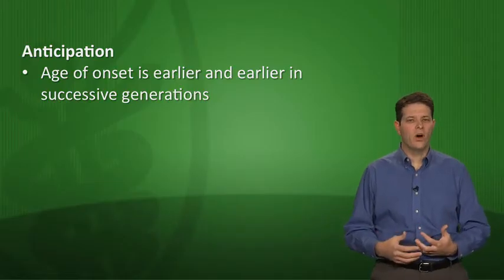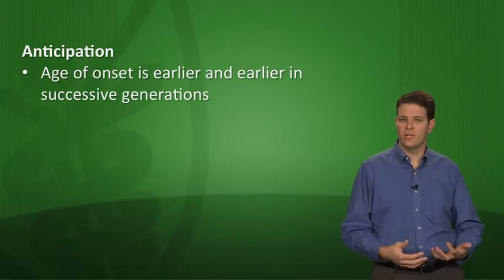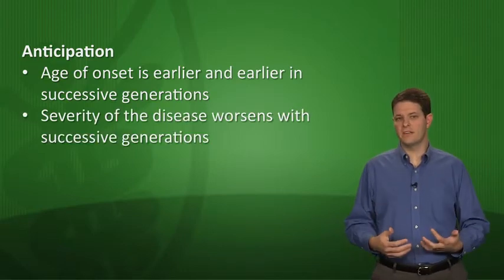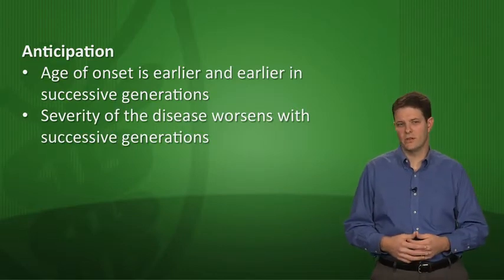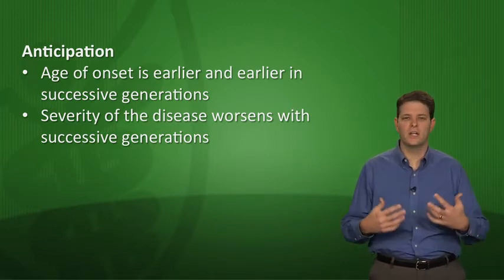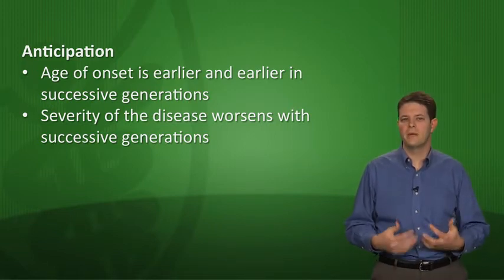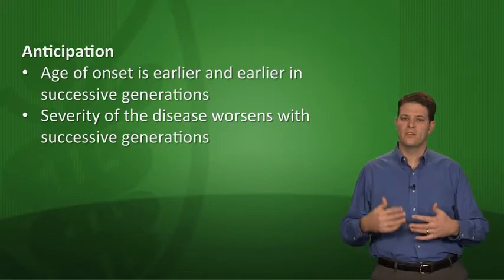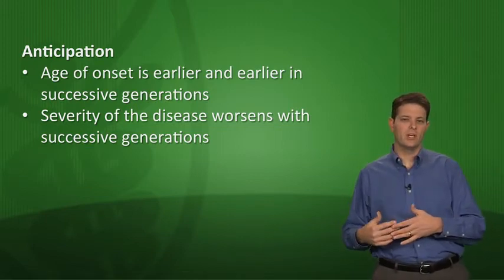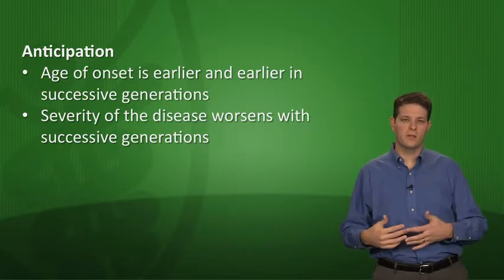Anticipation is where the age of onset is earlier and earlier in successive generations, or maybe the severity of the disease worsens with successive generations. So the classic example of anticipation is Huntington disease. All of those trinucleotide repeat disorders are going to get worse and worse with successive generations. So each generation has more and more repeats, and consequently, they're going to show anticipation. So granddad got Huntington at 62, the next generation got it in their 40s, and these 2 sons got it in their later 20s. They were all born with the mutation, but because of anticipation, it presents at a younger age in each successive generation.